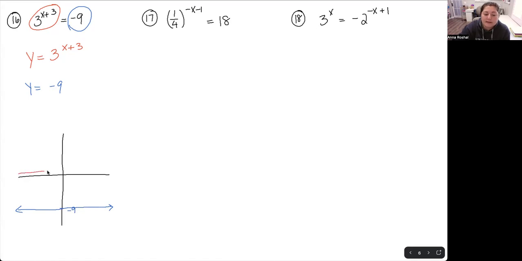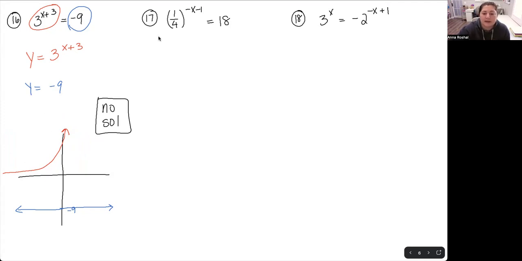So 3 to the x is going to go like this, and then it'll go like this. And we know that it's going to shift over 3 units this way. So if I take this and move it over 3, like 1, 2, 3, it'll kind of look like that. So we will see that there is no solution here, but the graph itself needs to be a part of the solution. So you will be graphing these problems, okay?